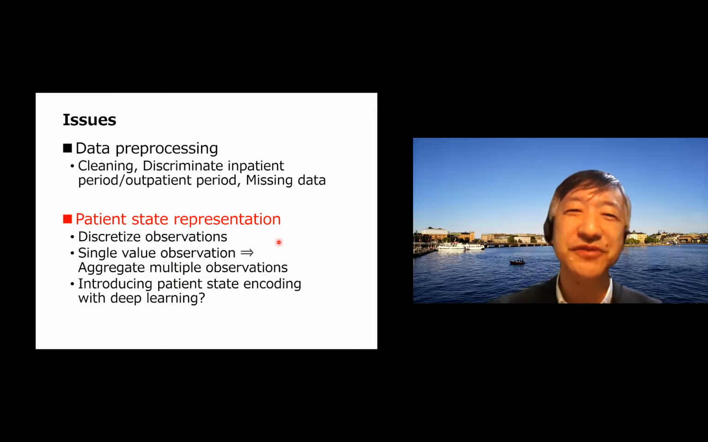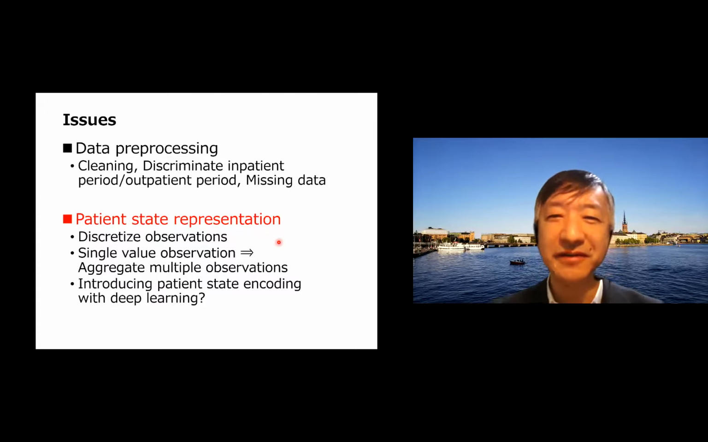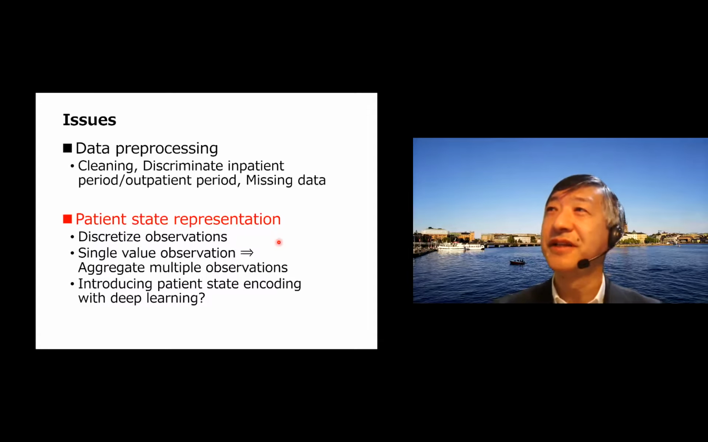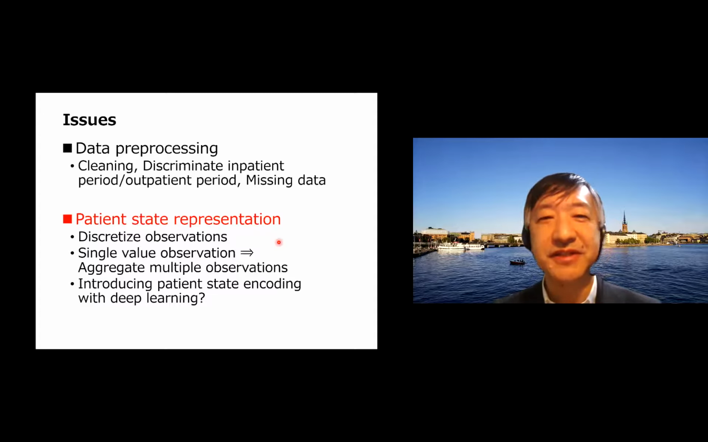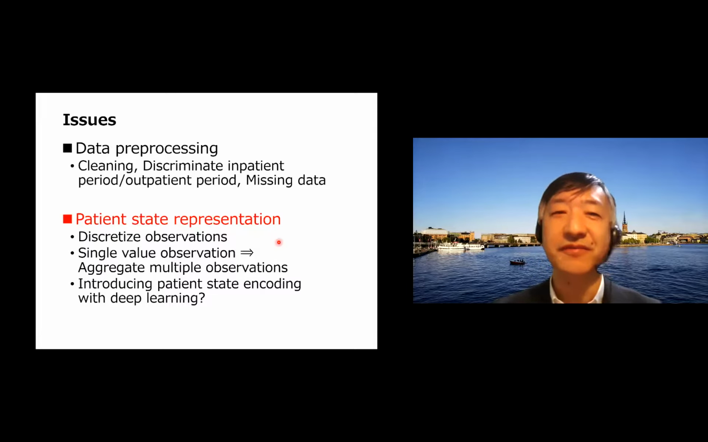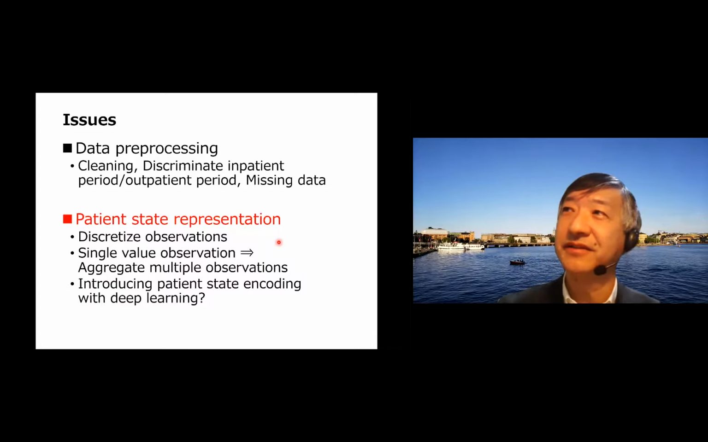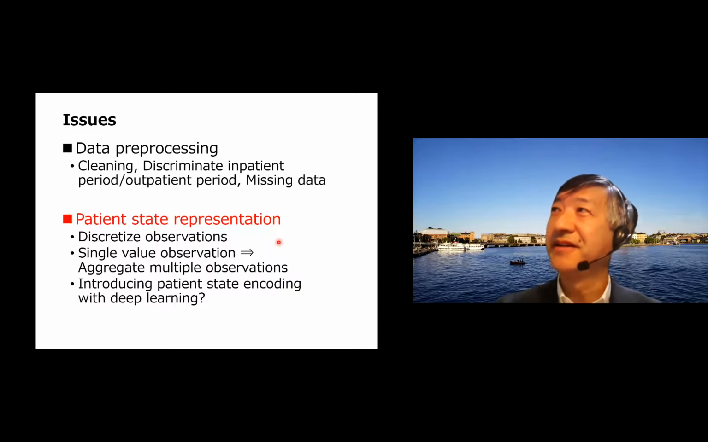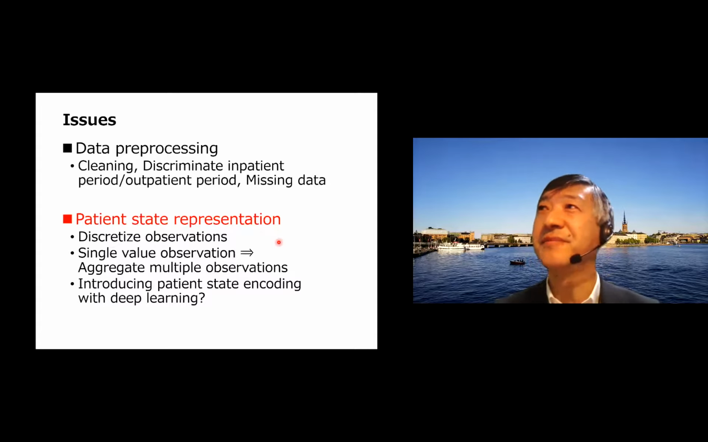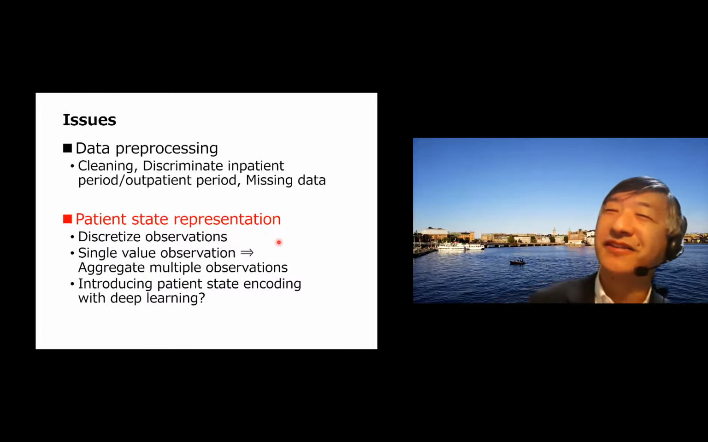So we have many issues in this area. For example, we should clean the noisy medical data, and we should treat missing data in the medical record data. Also, the patient state representation is a big issue. In our case, we used a very simple patient state representation directly related to the hemoglobin A1C value. But in the normal case, there are many medical examinations, and also the patient has various attributes.